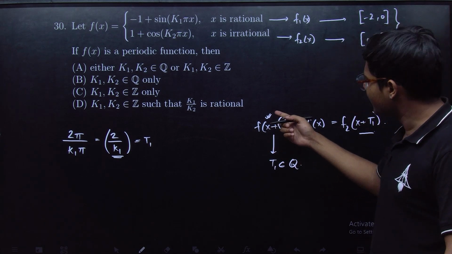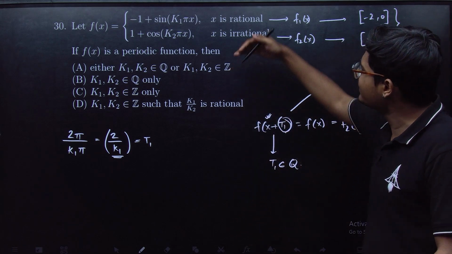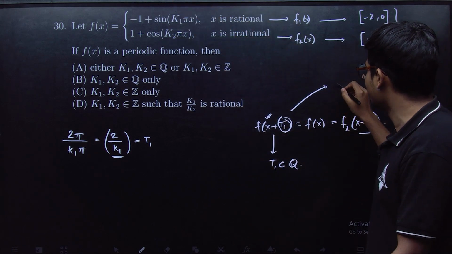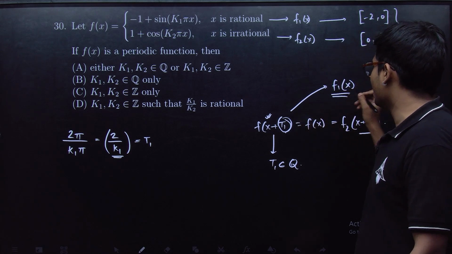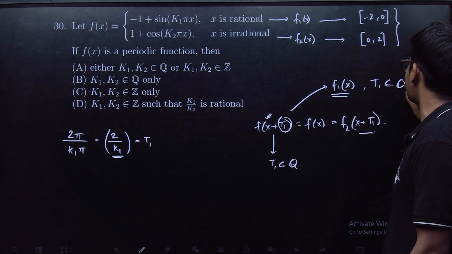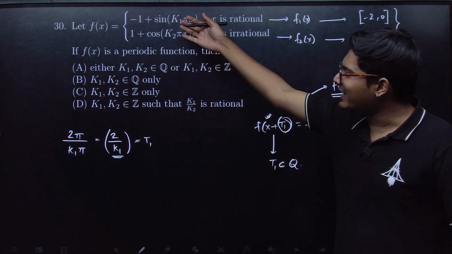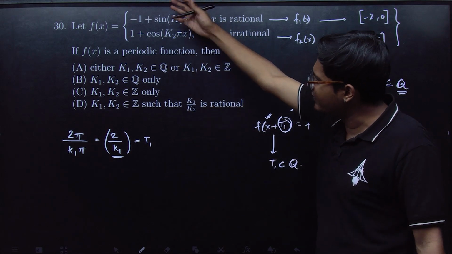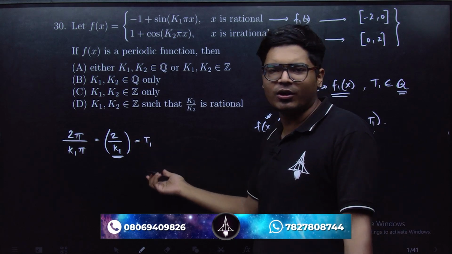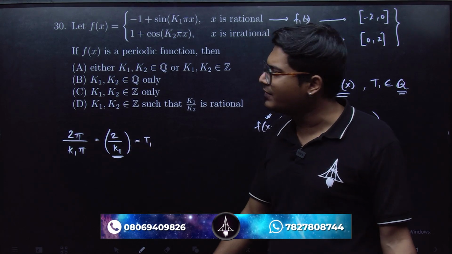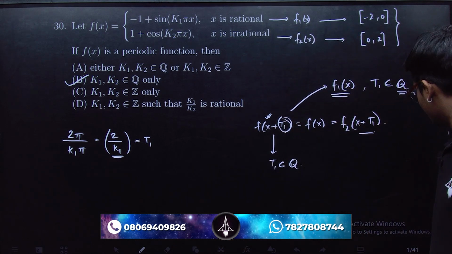If not, the other case is that f1 of x plus t1, because x plus t1 is still a rational number, you still consider the first piecewise function part, right? So this turns out to be f1 of x, right? Okay, but for this to happen, we know the other case also gives us that t1 has to be rational. Now, if t1 is rational, which is the period of the first part, then the period of the second part also has to be rational, because the overall period of this function is rational, right? Okay, so that would imply that 2 by k2, which is t2, has to be also rational, which implies that k1 and k2 both have to be rational, right? That is question 30. All right.